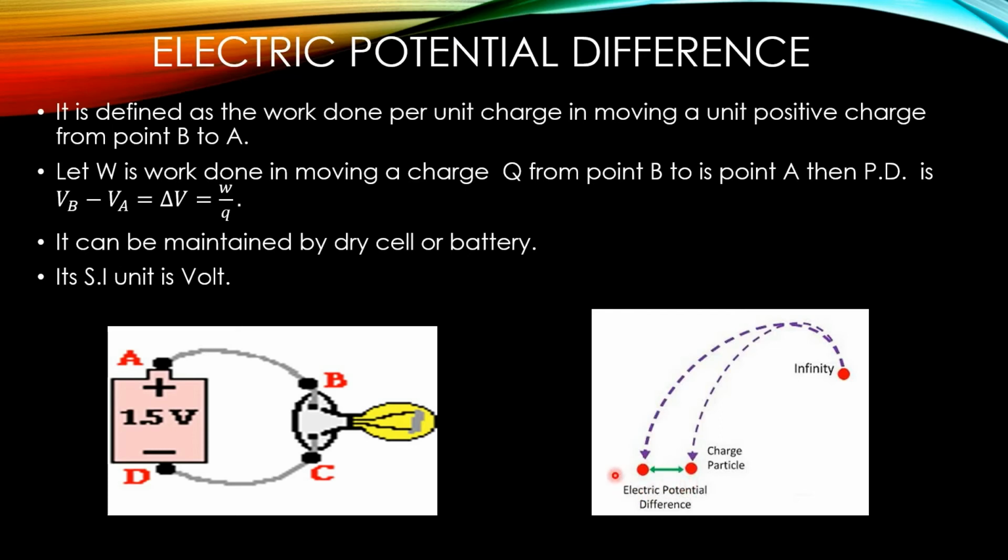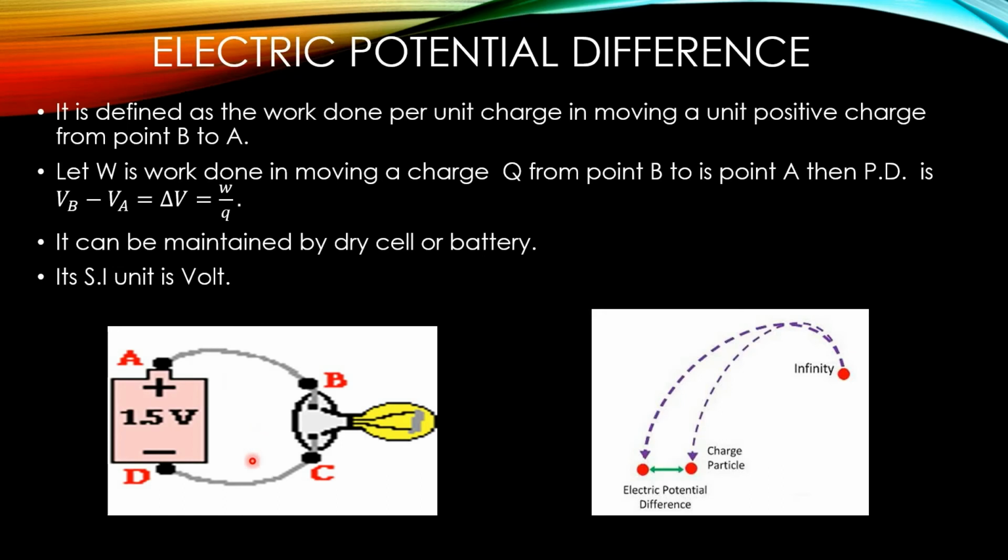This potential difference can be maintained by connecting a dry cell in the circuit. After the number of charges becomes equal on A and B, if we want to set a potential difference, we can do that by using a battery in the circuit. The SI unit of potential difference is volt.